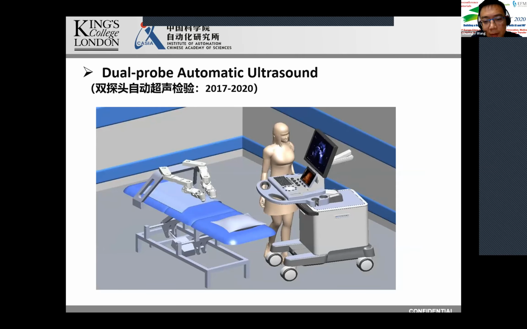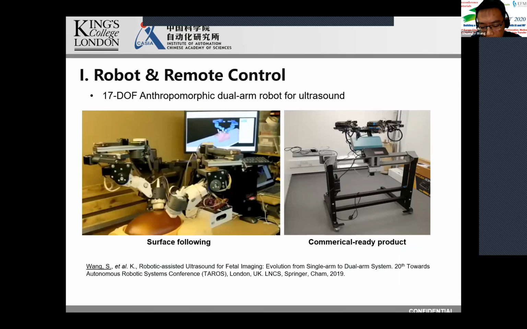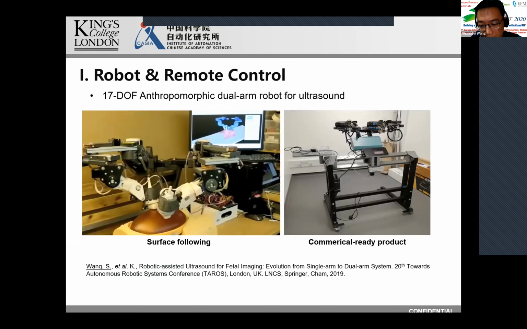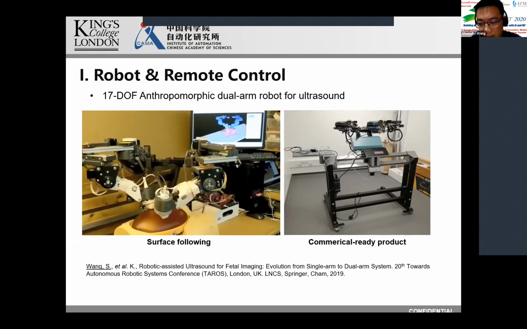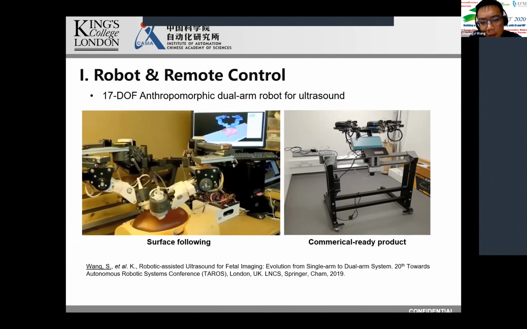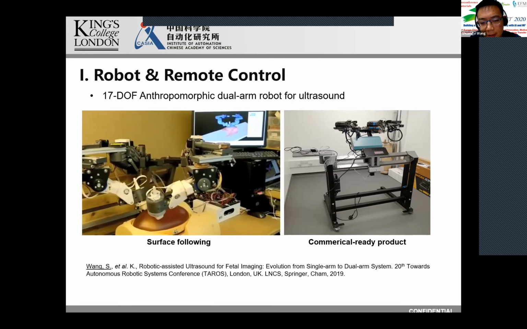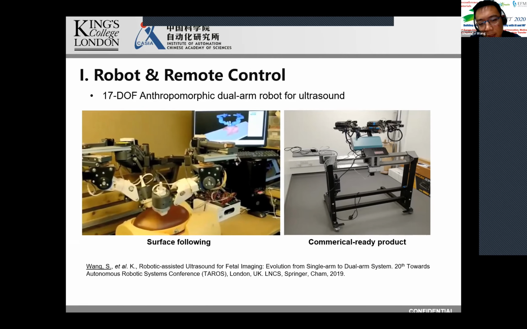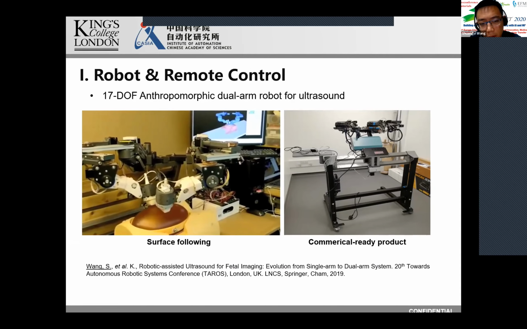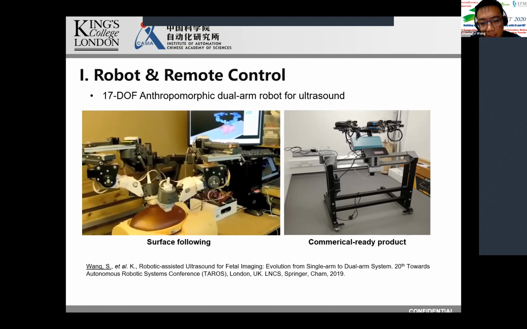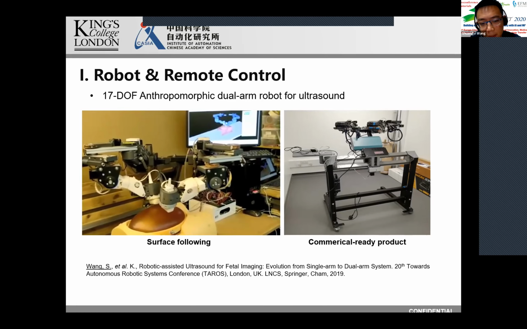The last robot I'm going to introduce to you is a dual-probe automatic robot, which was the most recent one that we developed. Like I mentioned at the very beginning, this is more like an anthropomorphic robot to mimic human motion. The basic concept behind this robot was that Philips provided a new technology where you can use 2 ultrasound probes at the same time, registering the 2 images together to give you a larger view. So in order to facilitate this type of technology, we developed this 2-probe, dual-arm system, 17 degrees of freedom, all custom made.